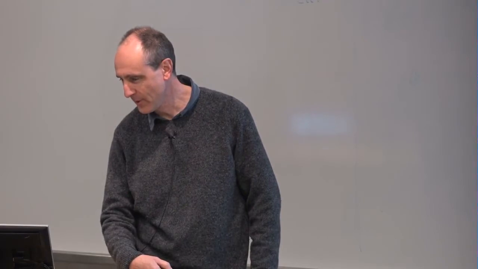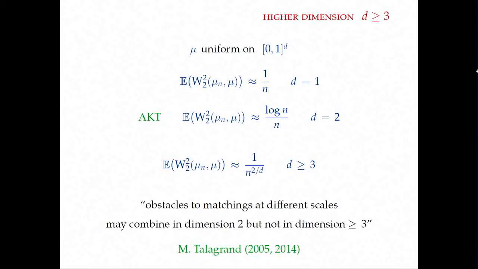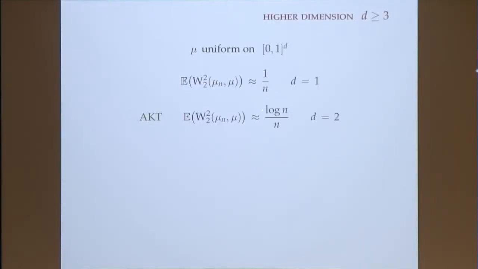So this was for dimension 1. So let us skip to higher dimension, and let us, for the moment, go to d bigger than 3. So these are the results for the uniform. Dimension 1, we have 1 over n. Dimension 2, this is the Ajtai-Komlós-Tusnády theorem, log n divided by n. And when d is bigger than 3, we actually get the expected rate, which was kind of intuitive from the fact that n uniform points on the cube should be at distance of the order of 1 divided by n to the 1 over d, and here we have a square because of this square.